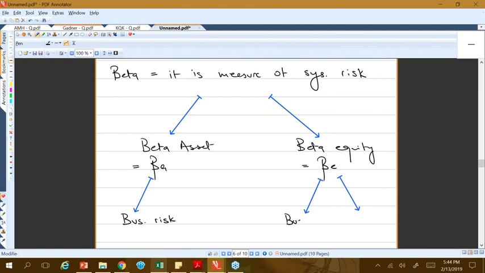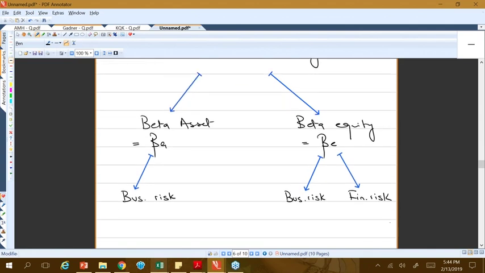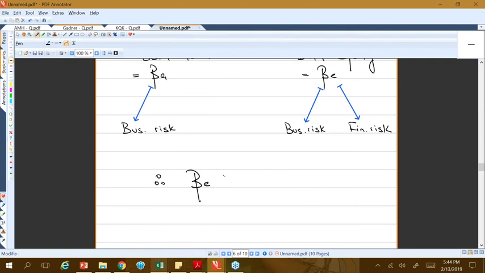Beta equity has got the same business risk, but an additional financial risk onto it. So please remember that beta asset has got one risk, beta equity has got two risks. And remember, financial risk can be zero. If the financial risk is zero, both of them are the same because they've got the same business risk in them. But if financial risk is not zero, then the beta equity will always be greater than beta asset. And why will beta equity always be greater? Because beta equity has got two risks and beta asset has got one risk. But if there is no financial risk, they can be equal.